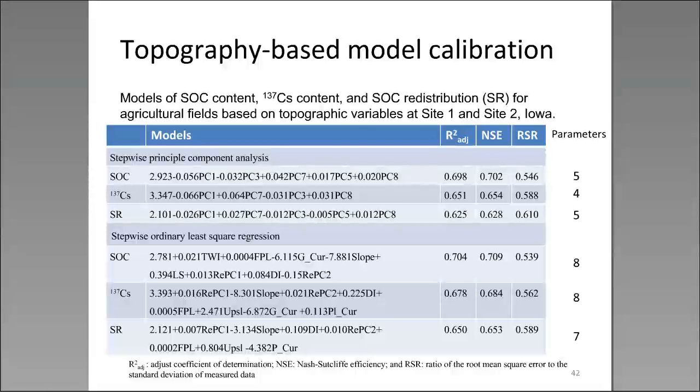So this shows you the results of this analysis, or this model development. As you can see, they actually both perform pretty well at the field scale. But if you note the number of parameters in the principal component model is significantly less than that in the ordinary regression model, which may be important in terms of minimizing the potential for overfitting data to the model.